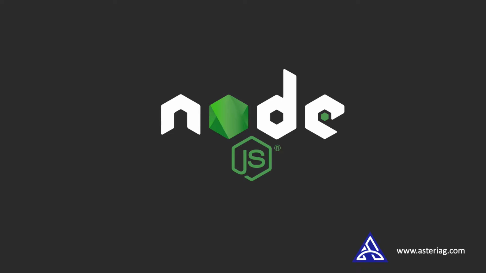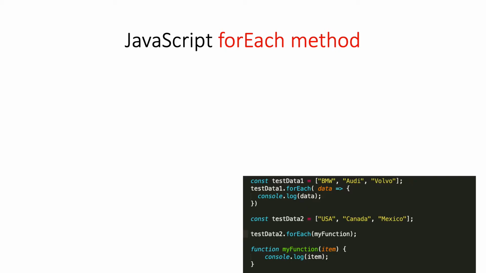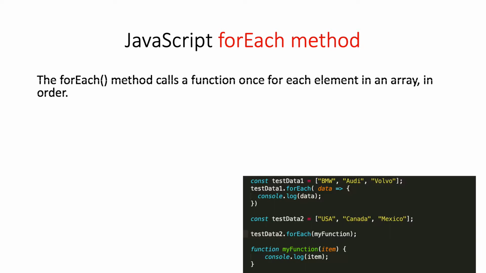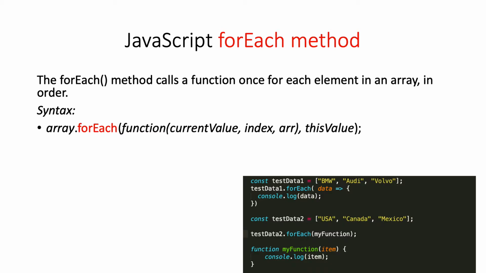This lecture covers the JavaScript ForEach method. The JavaScript ForEach method calls a function once for each element in an array, in order. Syntax: array.forEach. You can call a function or value.